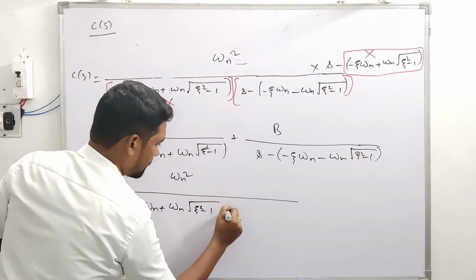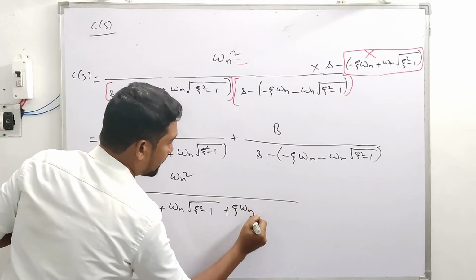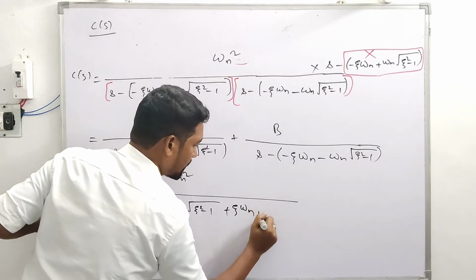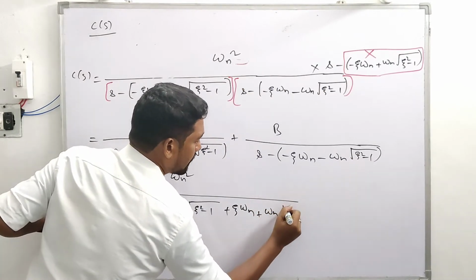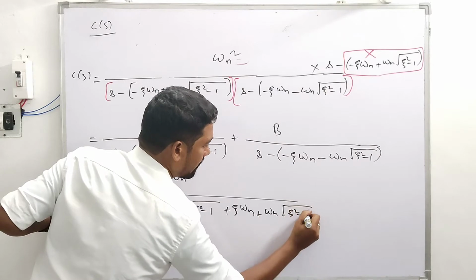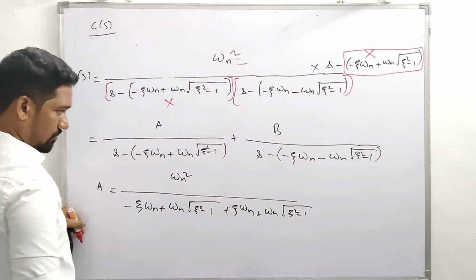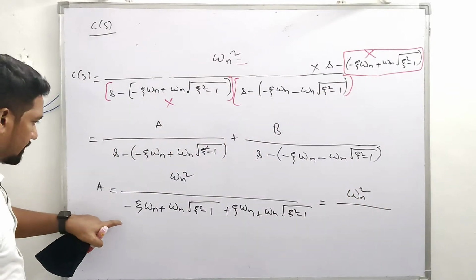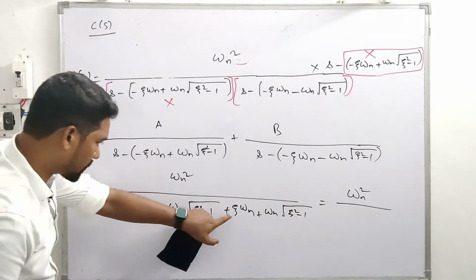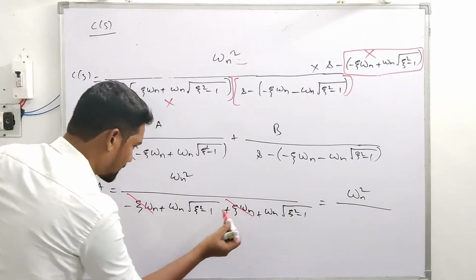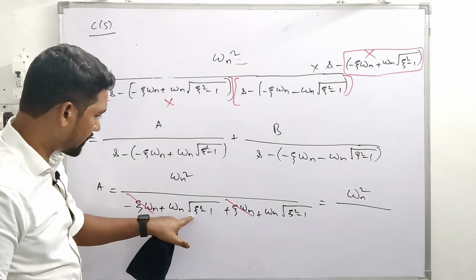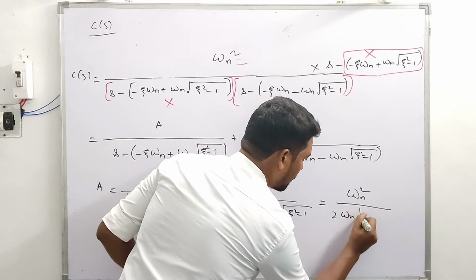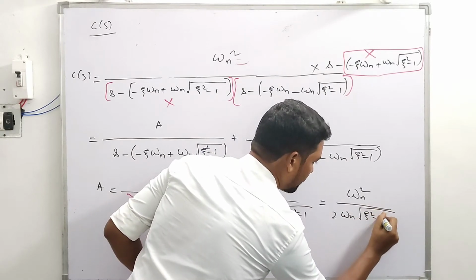This into this, it's a positive zeta omega n. This into this, it's negative, so negative into negative, that will be positive omega n into under root zeta square minus 1. Did I go wrong? No, not at all. So omega n square as it is, all right, and this negative zeta omega n and positive zeta omega n get cancelled, and it's one time omega n under root zeta square minus 1 and another time, so it will be 2 times omega n under root zeta square minus 1.